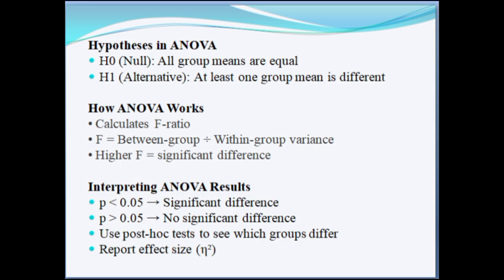How to interpret ANOVA results? If the P value is less than 0.05, it means there is a significant difference. But if the P value is greater than 0.05, it means there is no significant difference. Use a post hoc test to see which groups differ and report effect size, eta squared. Always mention the F statistic, P value and effect size in your research paper when you are calculating or interpreting ANOVA results.